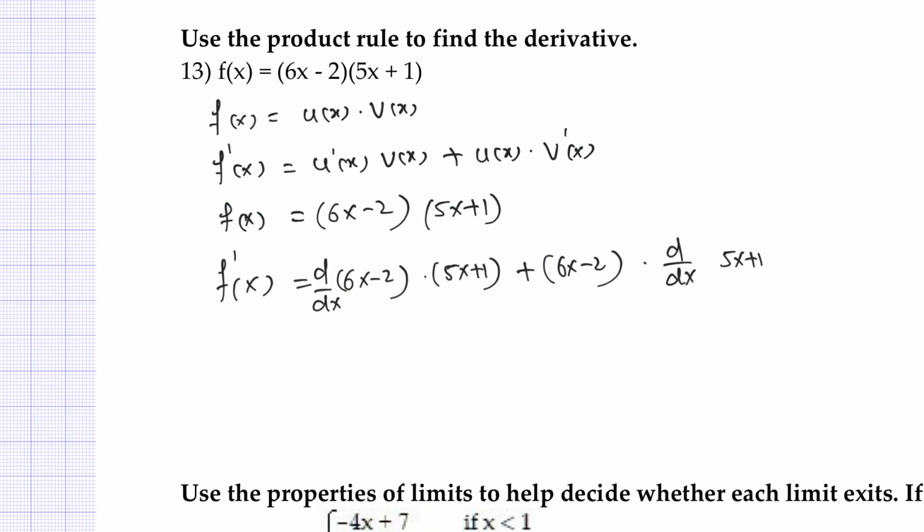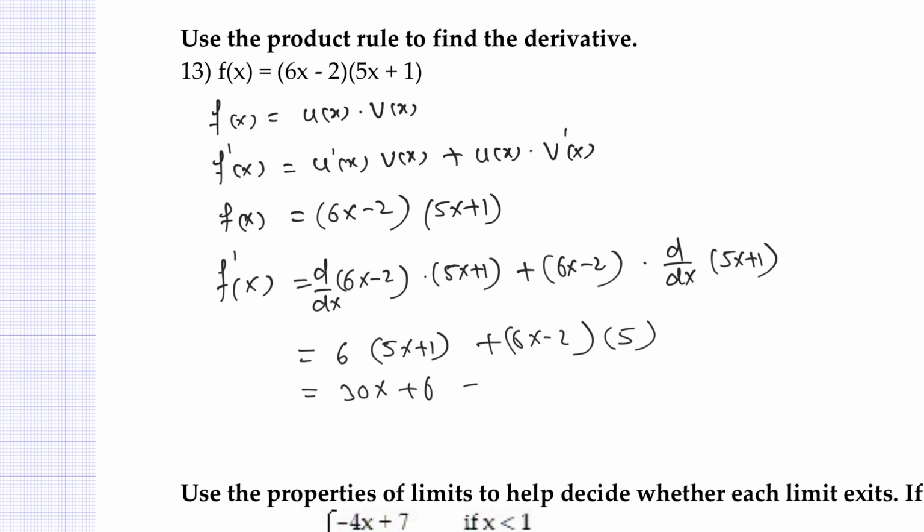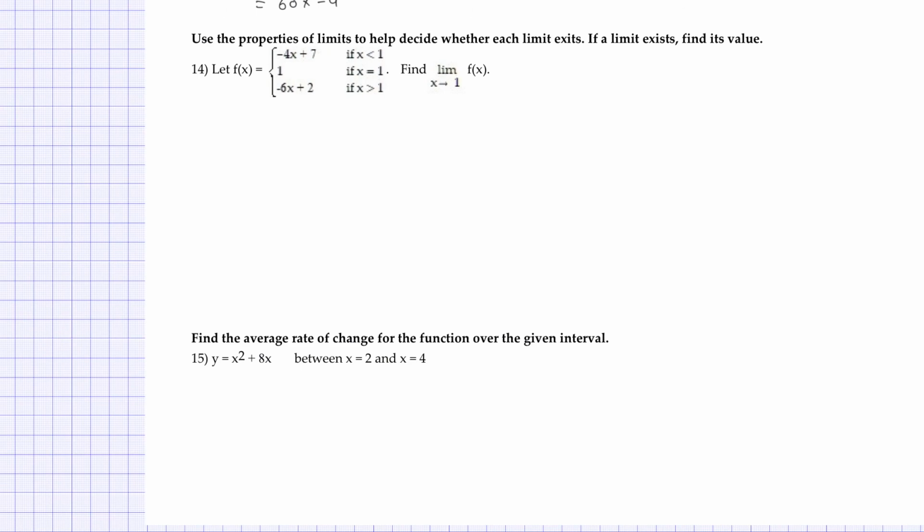which is equal to 6 times 5x plus 1 plus 6x minus 2 times the derivative of this, which is 5. Distributing the multiplication, we have 30x plus 6 plus 30x minus 10 equals 60x minus 4.